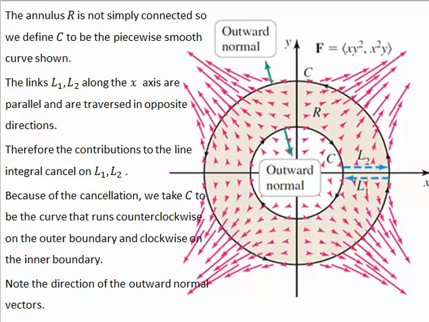Because of the cancellation, we can take our curve to be the curve that runs counterclockwise on the outer boundary and clockwise on the inner boundary. Note the direction of the outward normal vectors.